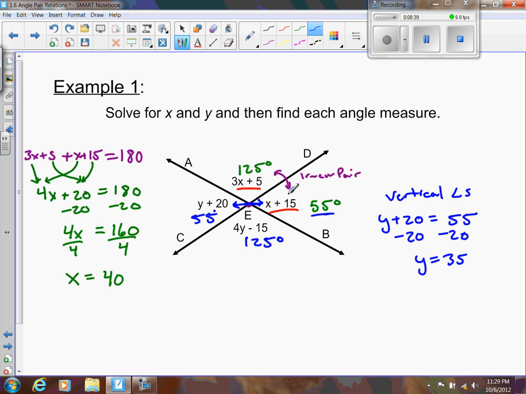Different ways to set it up, right? If you're using a linear pair, they add to 180. If you're using vertical angles, they are equal to each other, right? Make sure you know how to set both of those up.